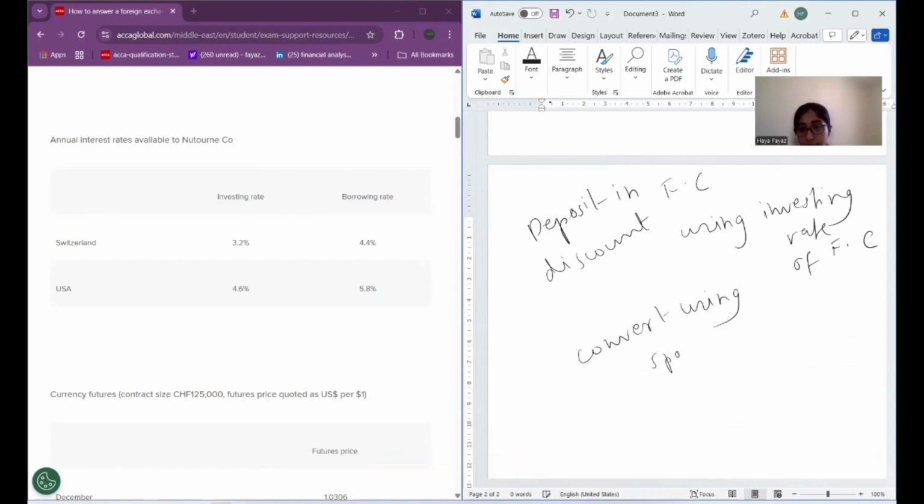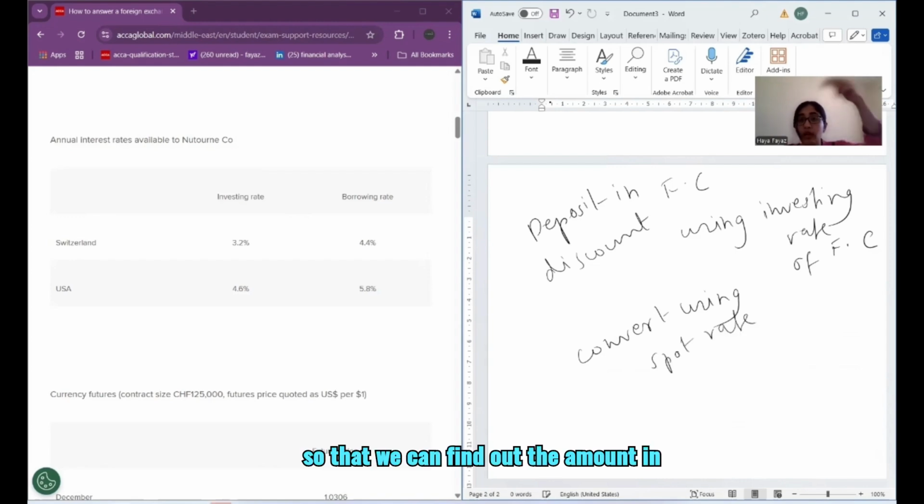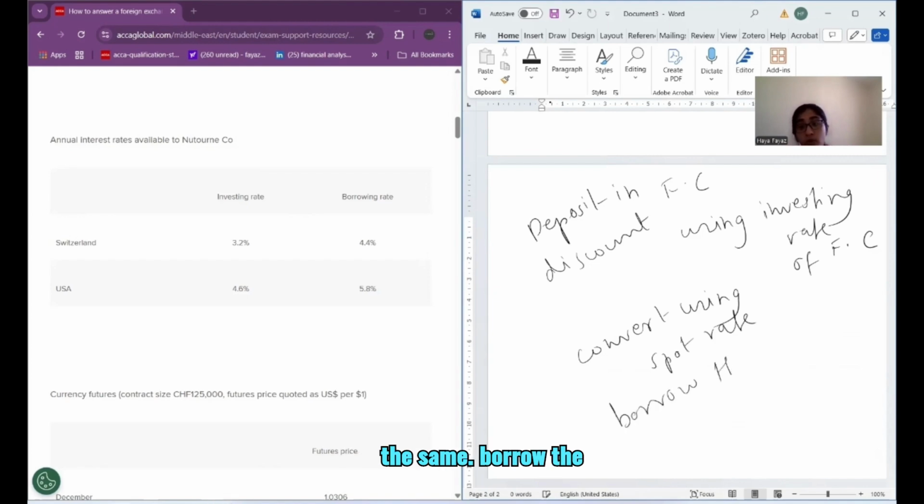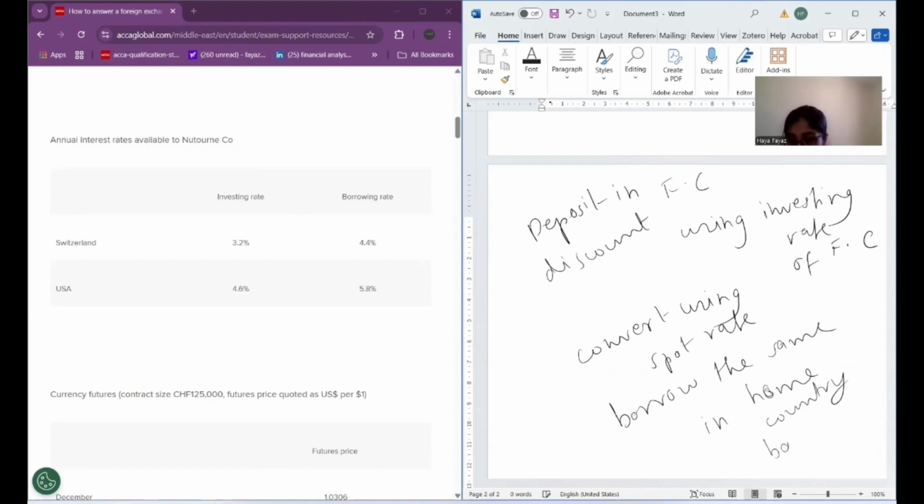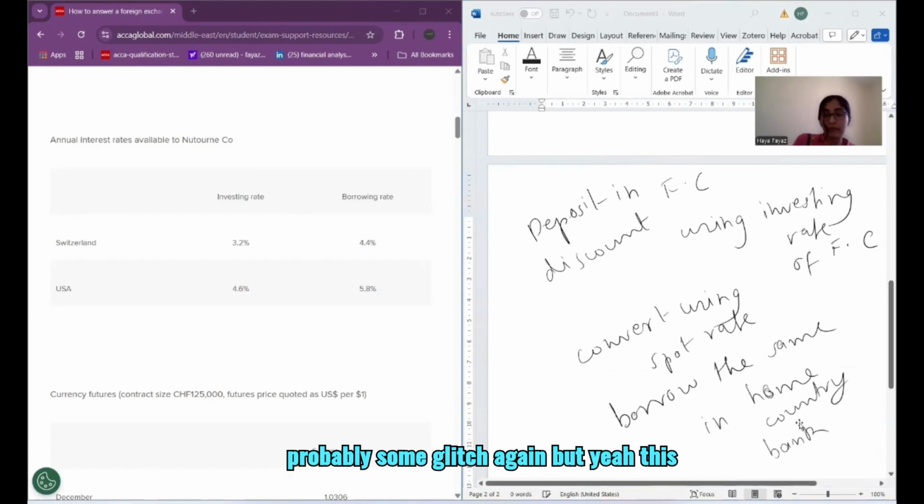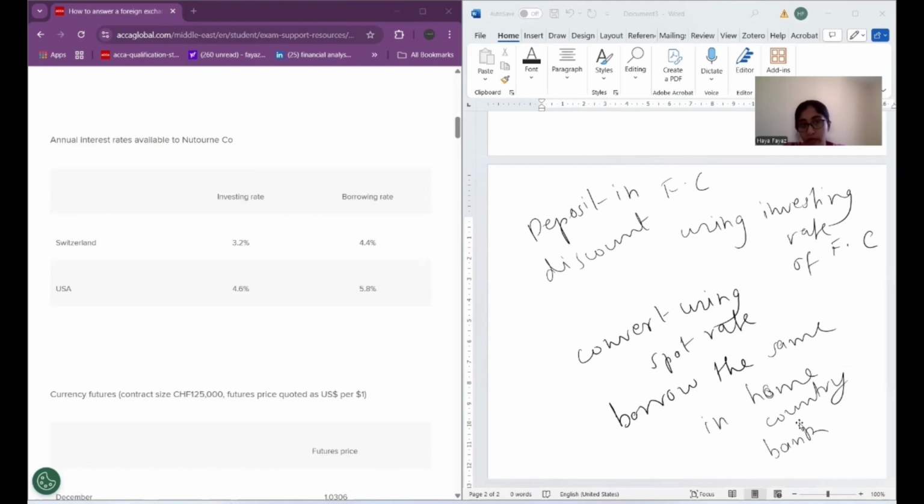Then afterwards, convert using the spot rate so that we can find the amount in today's terms, because we have discounted to today's terms, and finally borrow the same amount in the home country bank, that is the USA in this case. I'm sorry, it's running a bit slow, probably some glitch again. But yeah, this is what I mean to say. This is just the opposite of what I discussed previously.